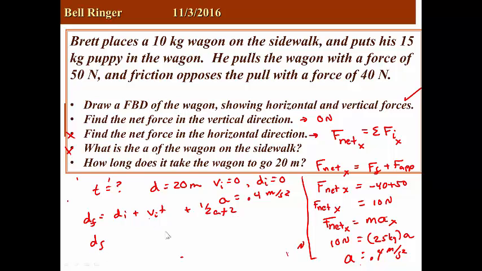So I've got 20 meters is what I know. So I'm going to go 20 is equal to 0 plus 0 plus 1/2 times 0.4 times T squared. T squared equals 100, and T equals 10 seconds. Everybody good?